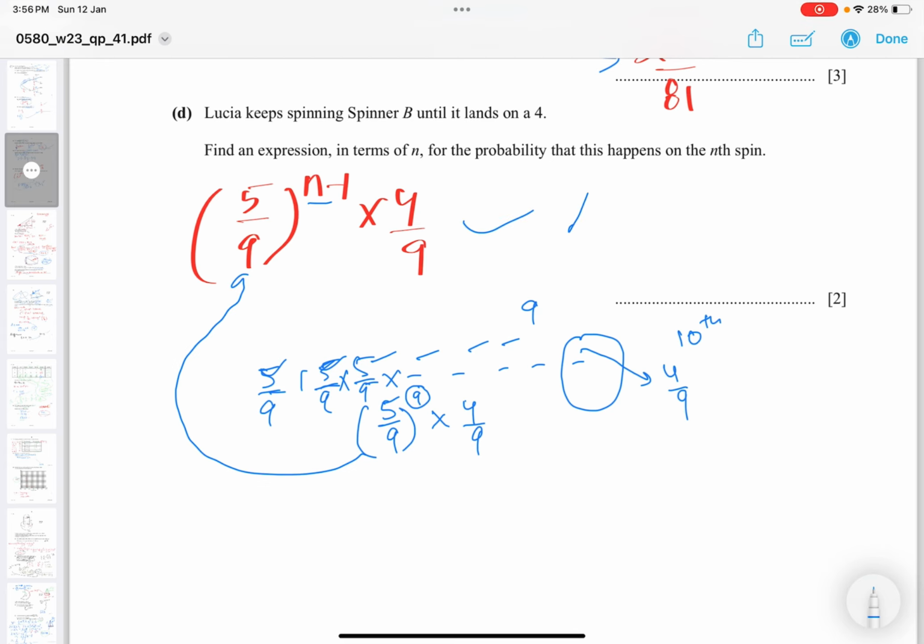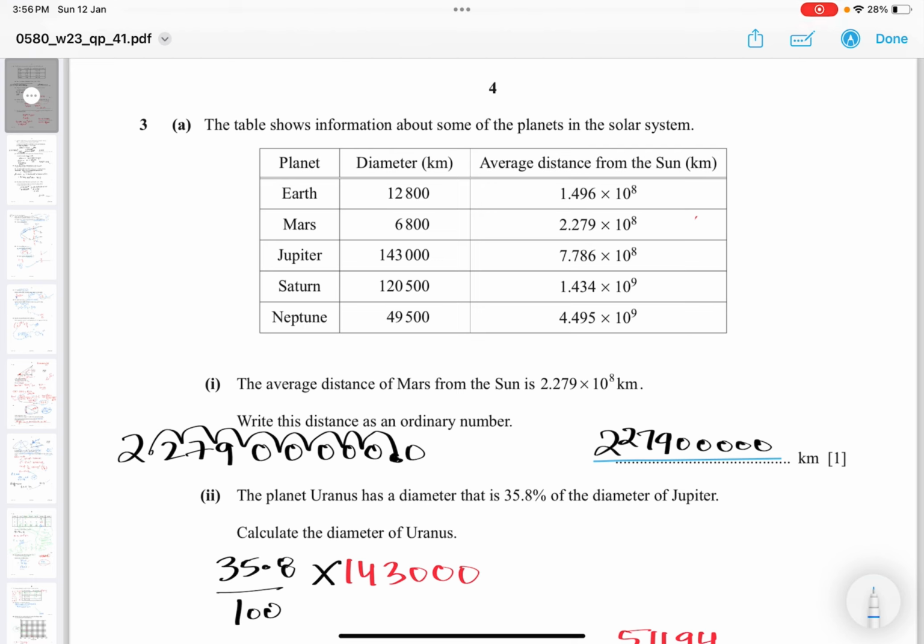This is our answer. One more easy question for us. The table shows the information. The average distance of Mars from the Sun is this many kilometers. Write the distance as an ordinary number. So how can we write it? We will just imagine it as a frog and make it jump. How many times? 8 times. That would be 1, 2, 3, 4, 5, 6, 7 and 8. So this would be our answer.